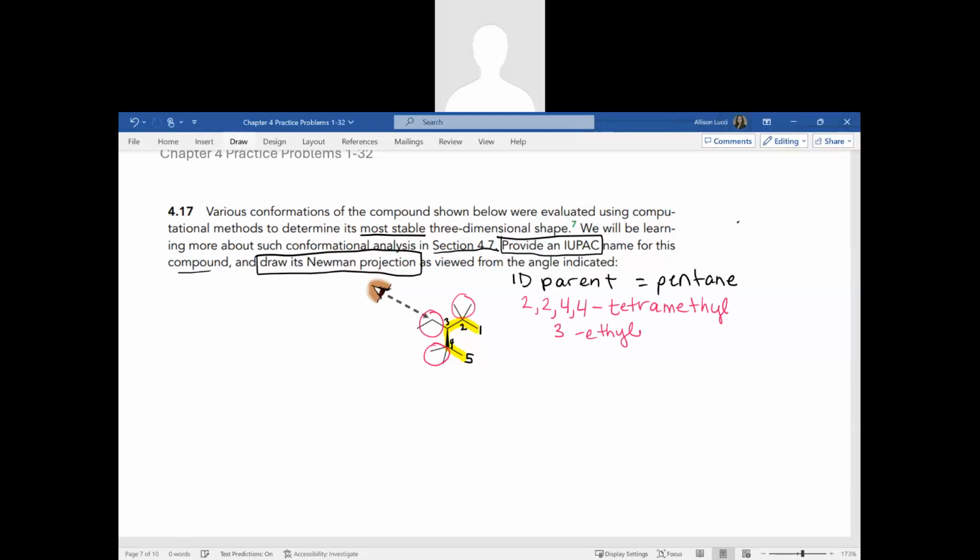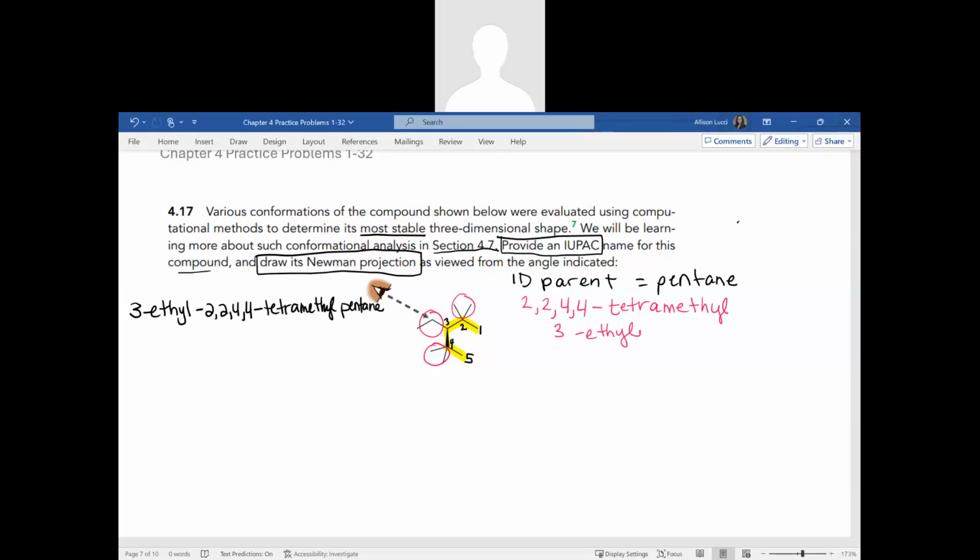So if we were to put this all together, we would name this by alphabetizing our ethyl substituent first. That would be 3-ethyl. And then we have 2,2,4,4-tetramethyl, and we can squeeze it all in there, pentane. So this is our full name for this compound, 3-ethyl-2,2,4,4-tetramethylpentane.